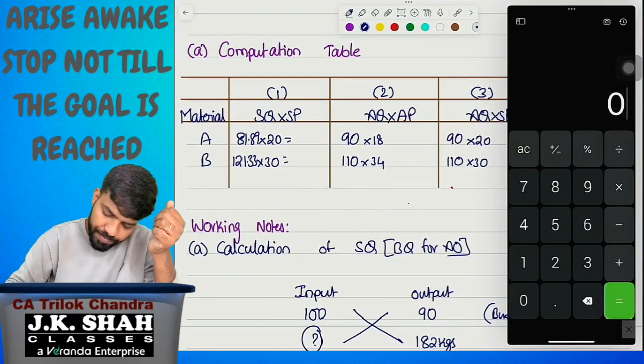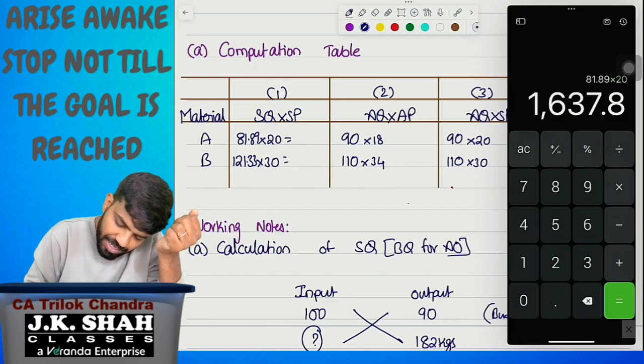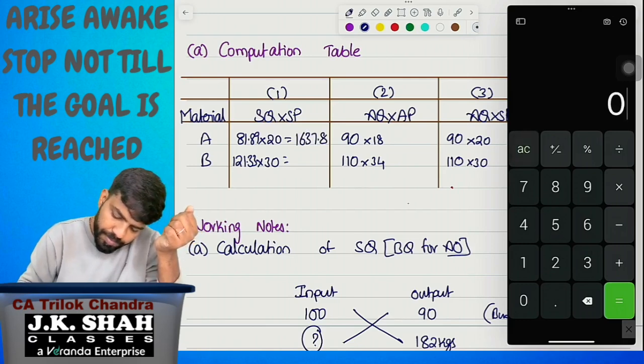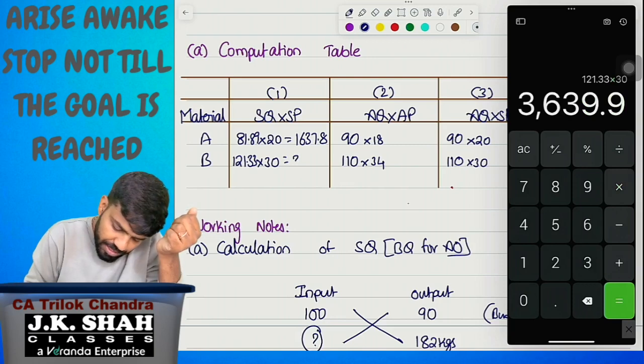Look at here. 81.89 into 20, 1637.8. 121.33 into 30 equals 3639.90.